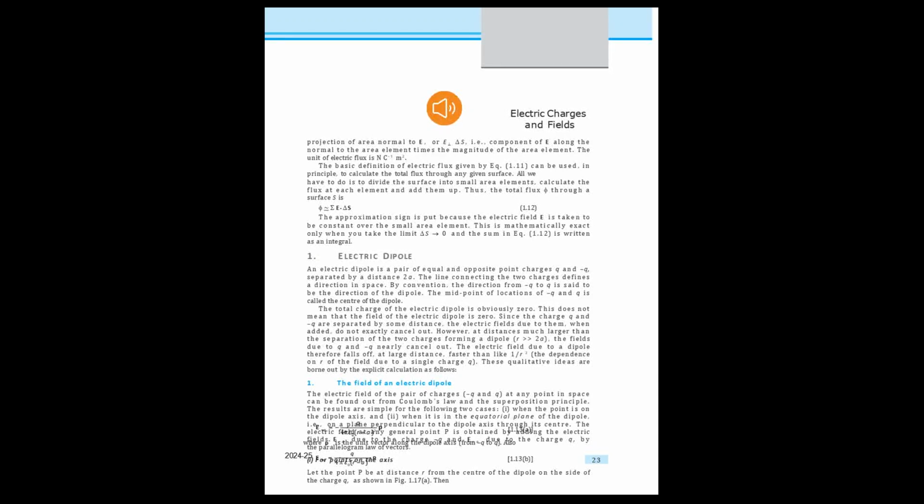The total charge of the electric dipole is obviously zero. This does not mean that the field of the electric dipole is zero. Since the charges plus q and minus q are separated by some distance, the electric fields due to them, when added, do not exactly cancel out.